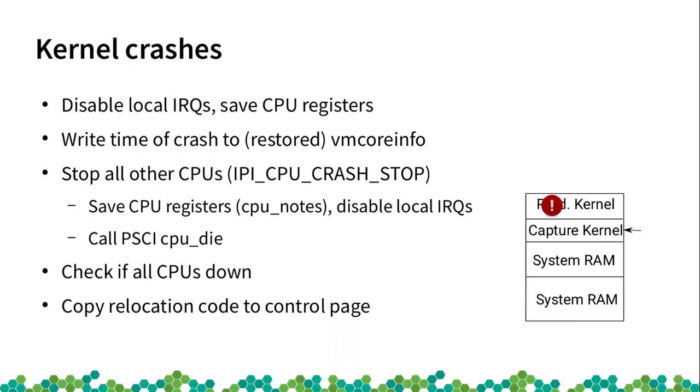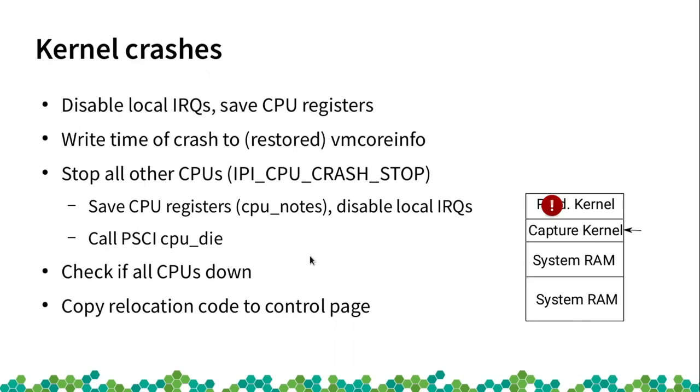When the kernel crashes, it checks that a crash kernel got loaded, and when it is loaded, the first thing it does is disable the IRQs and save the CPU registers on the crashed CPU. Then it writes the time to the VM core info so that you know at which time the crash happened. And then it sends an inter-processor interrupt, which is CPU crash stop, to all the other CPUs. These other CPUs basically also save their registers to their crash notes we saw in the ELF core header, disable the local IRQs, and then call CPU die in the firmware, where PSCI is a power system for ARM64, which basically shuts down the CPUs.